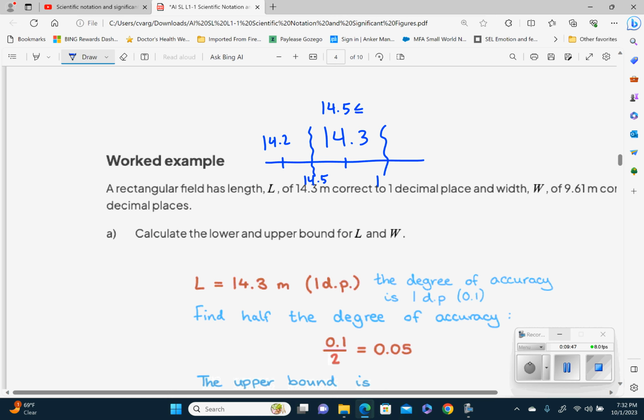So you're basically just going to add a 5 here. So this is 14.35, and it's not going to be including 14.35. So this is less than 14.35, okay? So the shortcut, right? Subtract 1, put a half, like find half of that, and then take the number itself and put a 5 at the end of it.